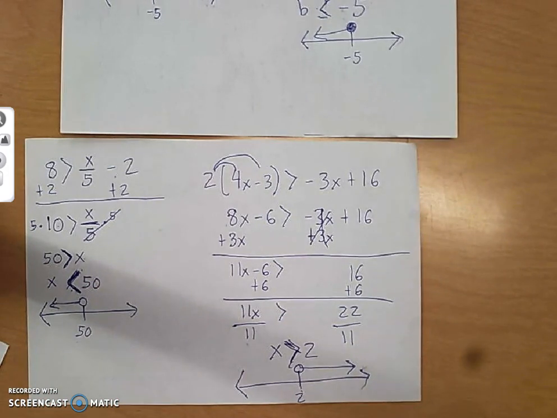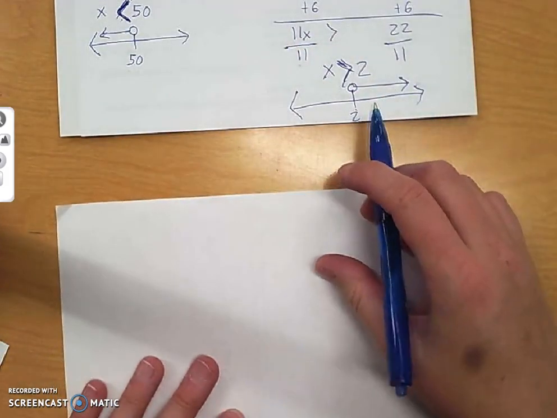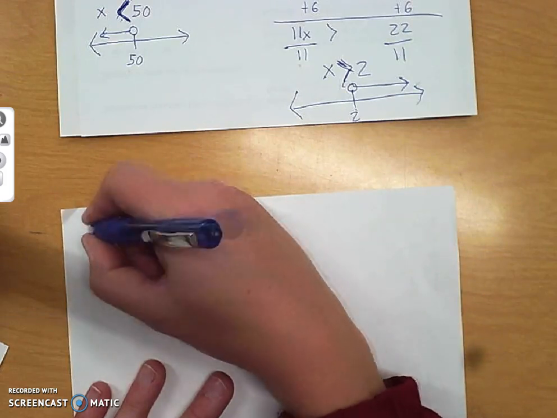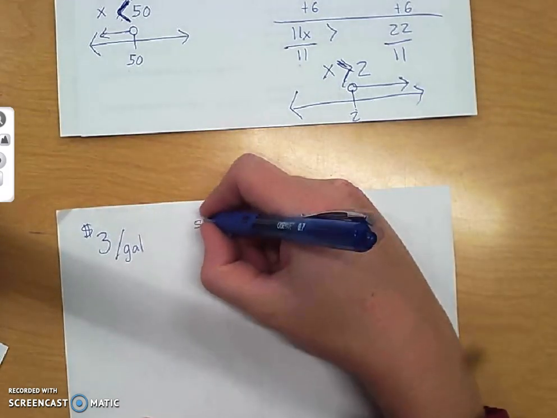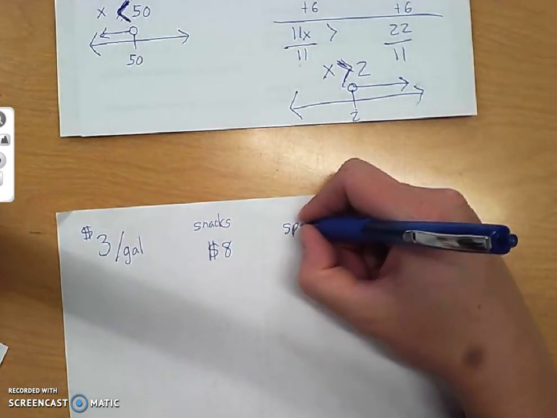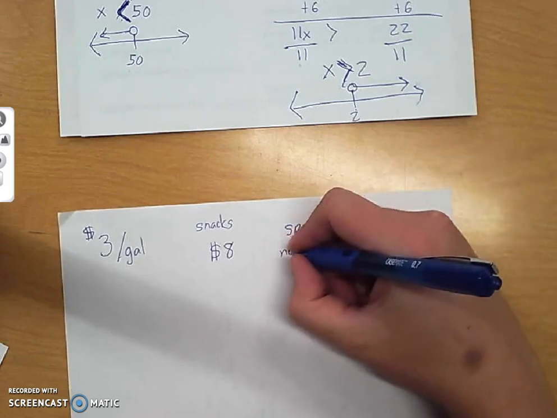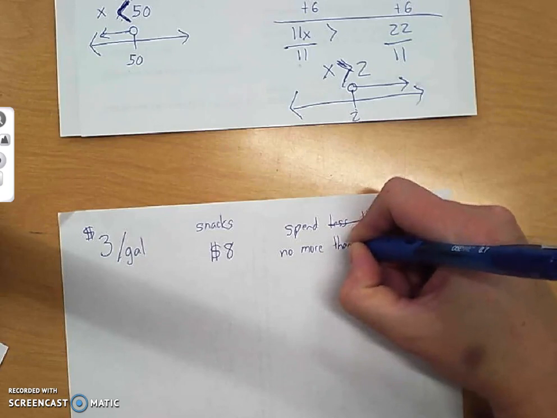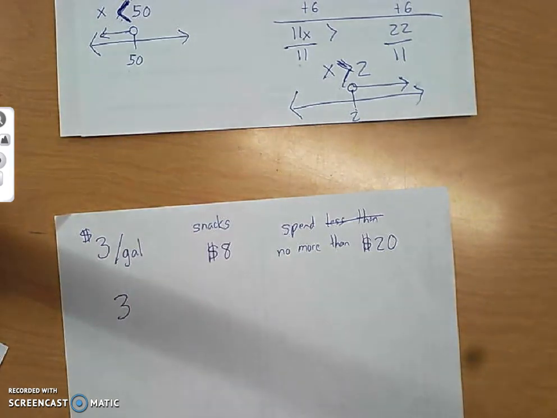All right, story problems. Yay, we love story problems. On our story problem, we have a couple of options. The first one is we're going to buy some juice. And juice costs $3 a gallon. And then we're going to buy some snacks. And we're going to buy $8 worth of snacks. And we want to spend no more than $20. So we've got $3, and then it's how many gallons is what the question's asking.